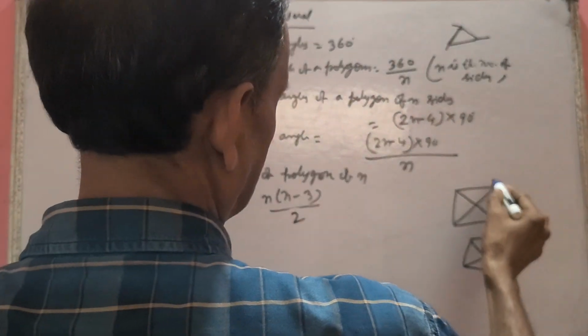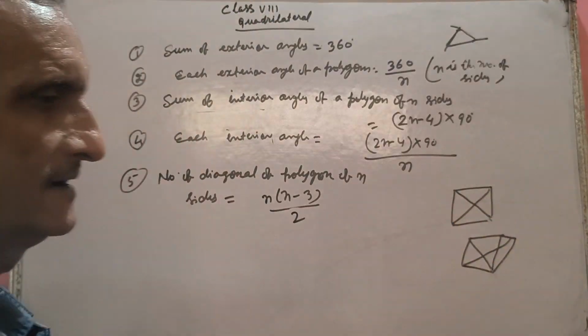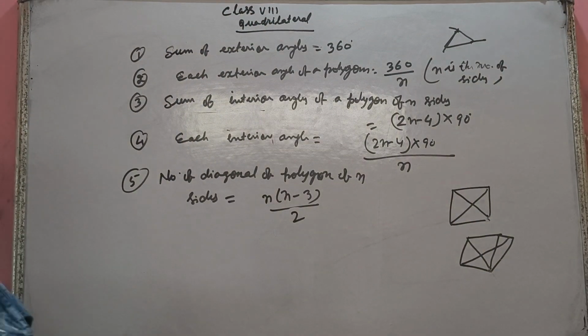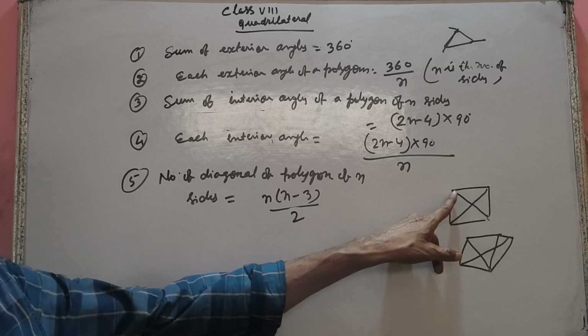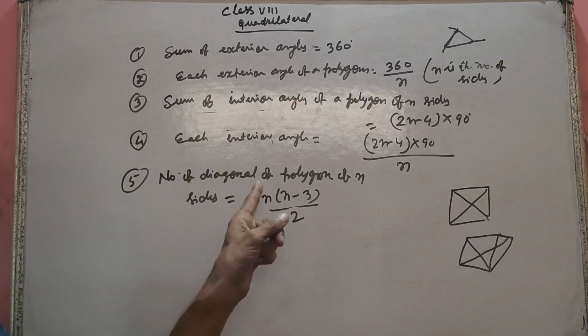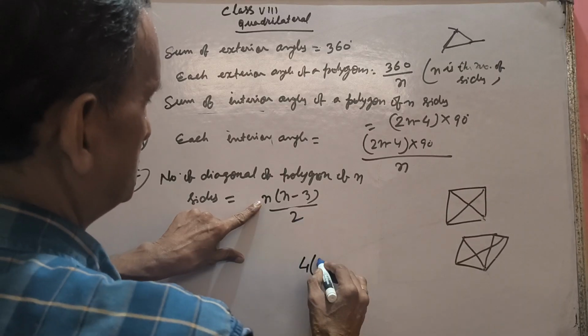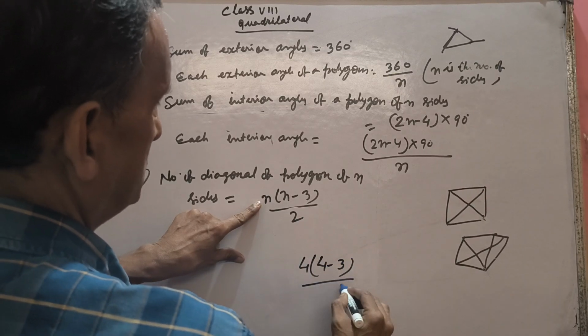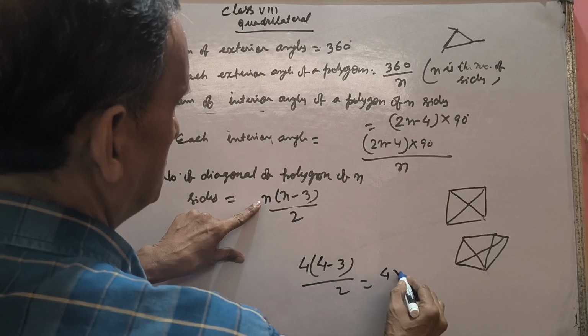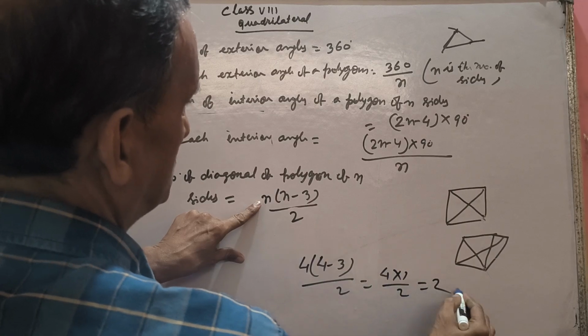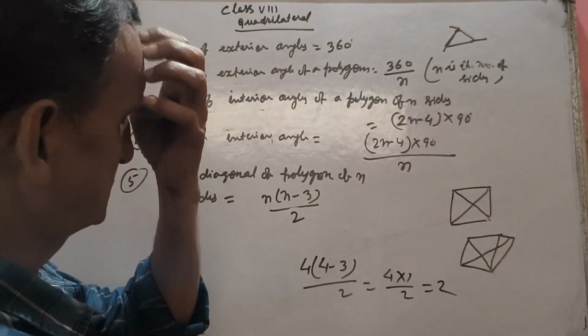Now see, for a quadrilateral, you know there are only 2 diagonals. What is the number of sides here? 4. So you put n equal to 4: 4 into (4 minus 3) by 2. How much do you get? 4 into 1 by 2. What is the answer? 2. That's why there are only 2 diagonals here.